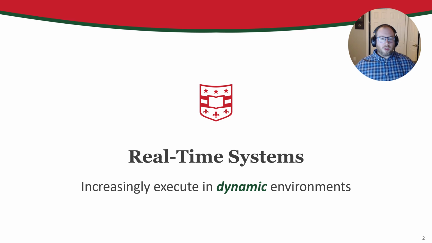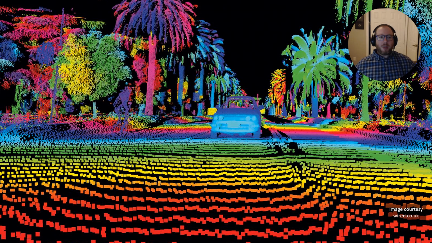In the modern world, real-time systems increasingly execute in dynamic environments. An example of this is in the quickly developing domain of self-driving cars, where perception pipelines must process data from multiple sensors, such as the pictured LiDAR stream, in a timely fashion. The computational workloads and latency requirements depend on external factors. A crowded city street, for example, presents a more challenging environment than a highway in the countryside.